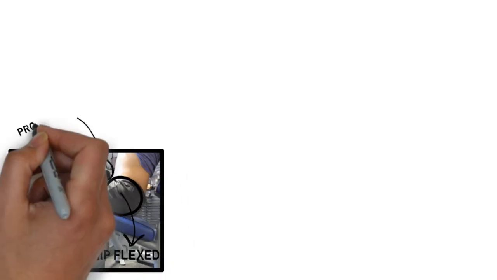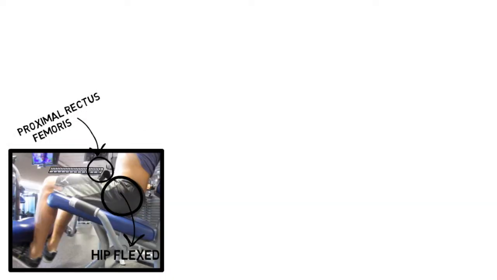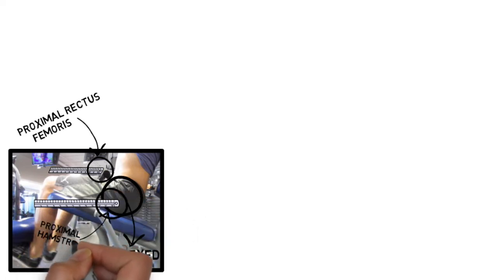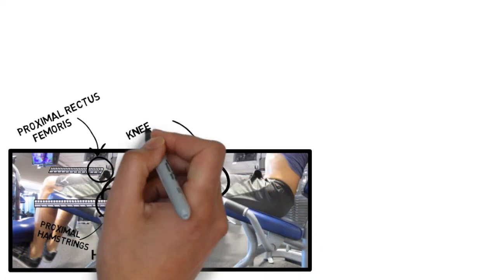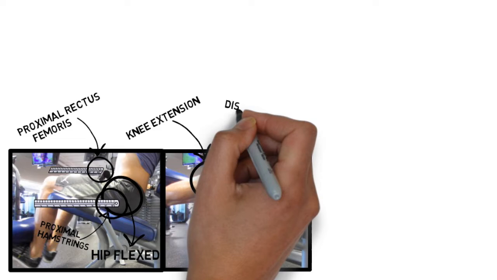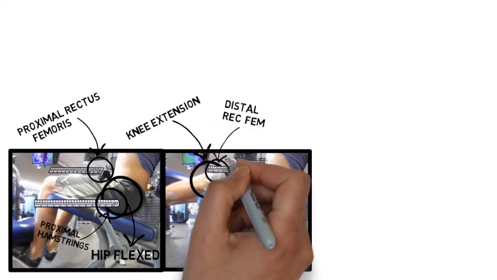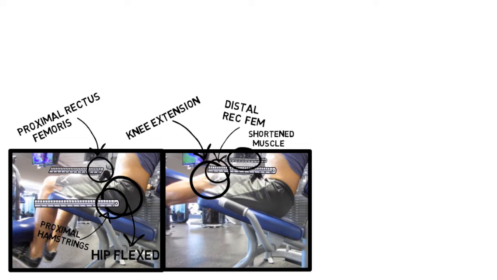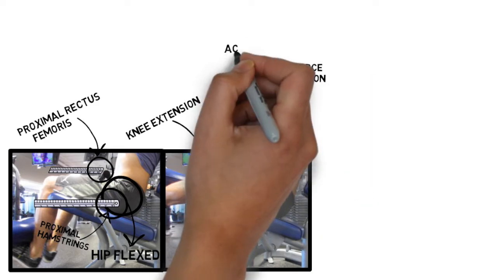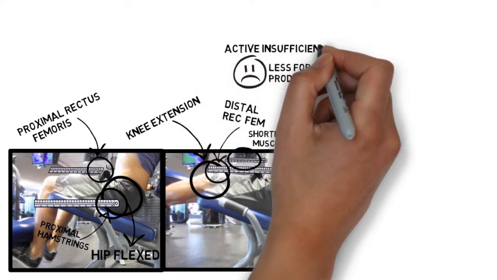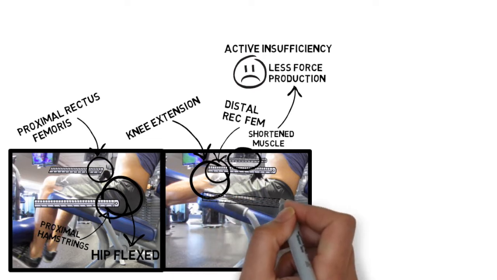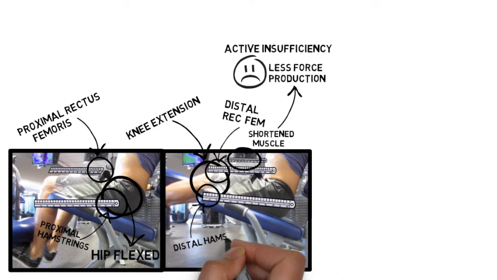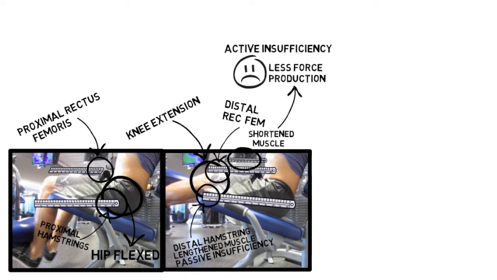When in the seated position, the hip is flexed. This means that the rectus femoris is shortened at its proximal end, and the hamstring is lengthened at its proximal end. So when the knee extends, the rectus femoris shortens at the distal end, creating an overall shortened muscle. As we mentioned before, a shortened muscle does not produce force well, resulting in active insufficiency of the muscle. The hamstring will simultaneously lengthen at the distal end, which creates a lengthened muscle, which creates a passive stretch that opposes knee extension. This is known as passive insufficiency of the muscle.